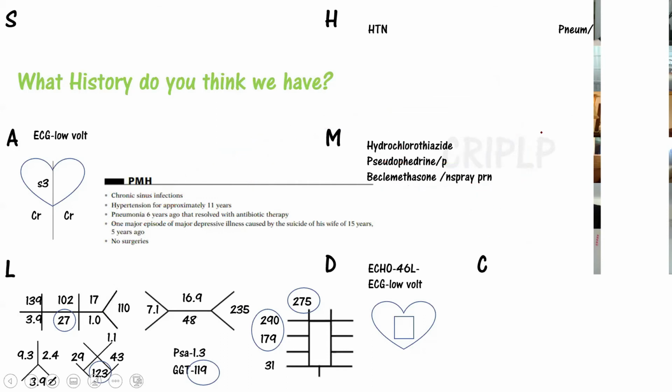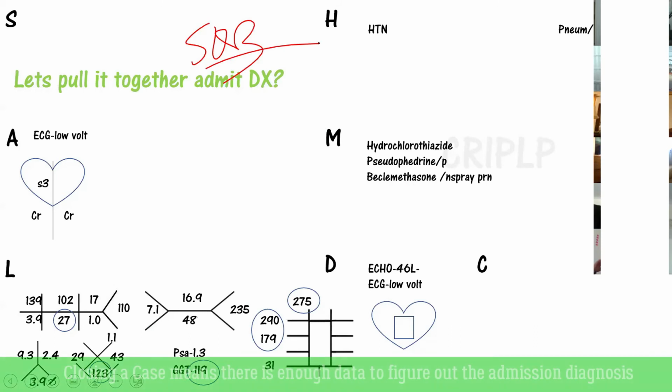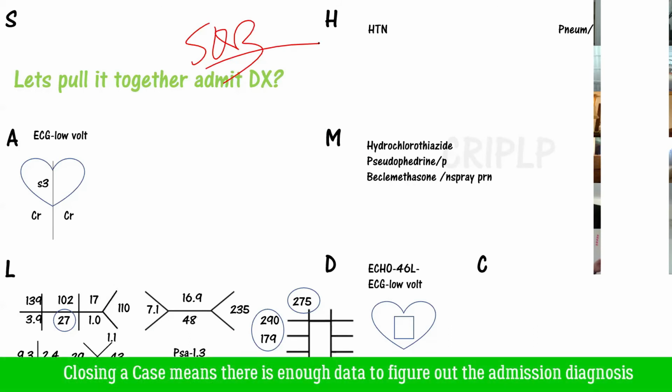What do we got? All right, so no surgeries, major depressive, okay, whatever. Let's pull it all together, mission diagnosis. I still don't know, right? I mean, there's nothing here that says anything other than maybe shortness of breath. Shortness of breath, that's about it. There's nothing here you can close with, right? Because I wouldn't admit a patient for hypertension, right? He doesn't have pneumonia now.